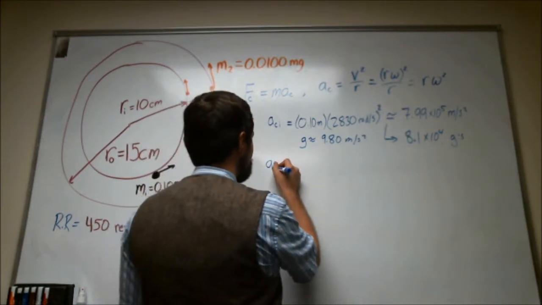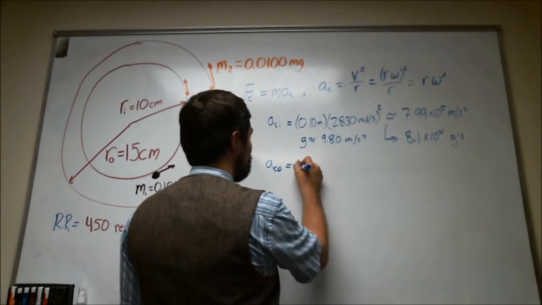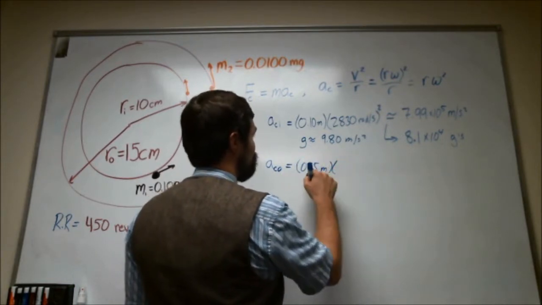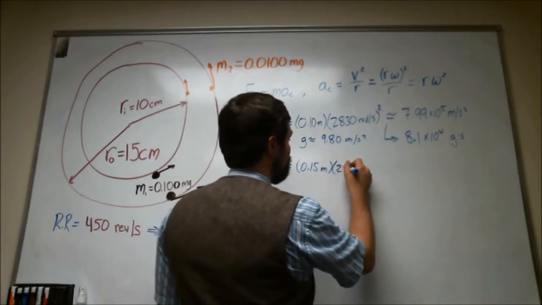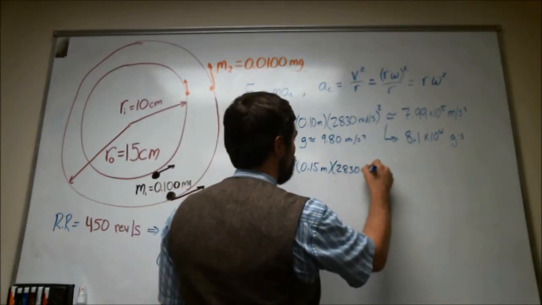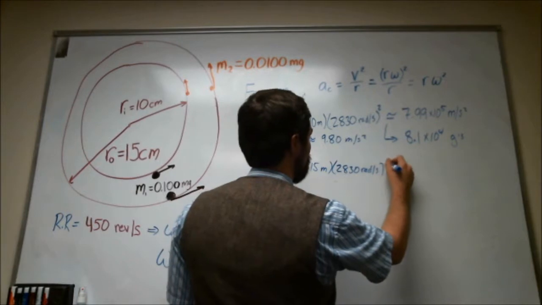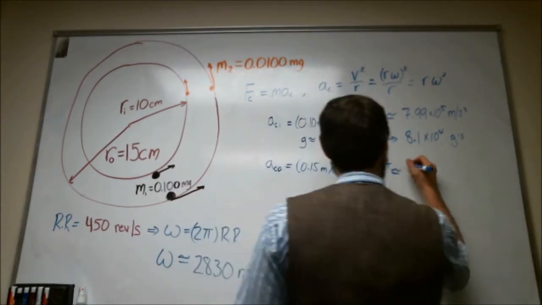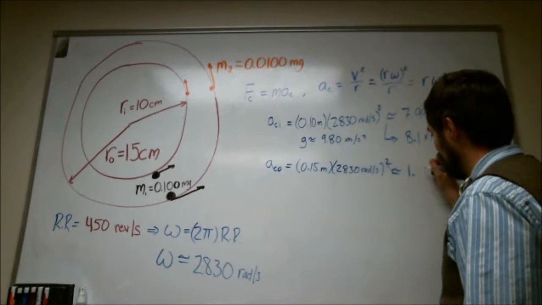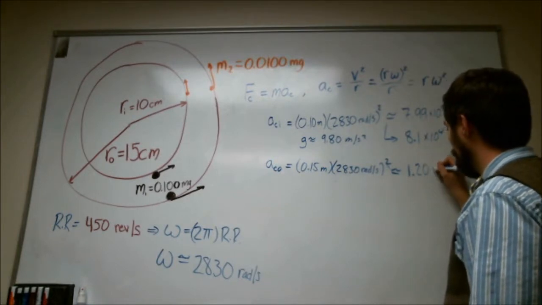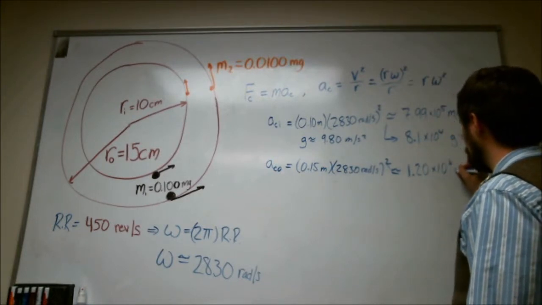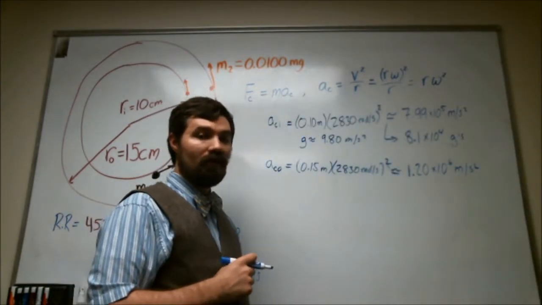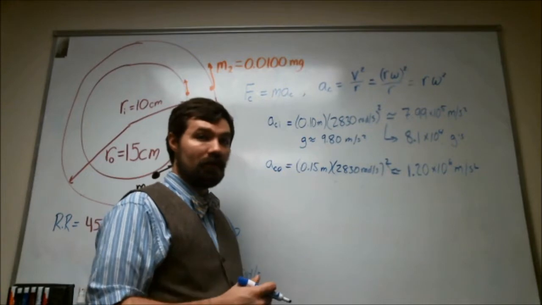The other is, what about the outer one? So 0.15 meters instead of 0.10 meters times 2830 radians per second quantity squared. And that's going to give us approximately 1.2 times 10 to the 6th meters per second squared. So that's the actual centripetal acceleration.